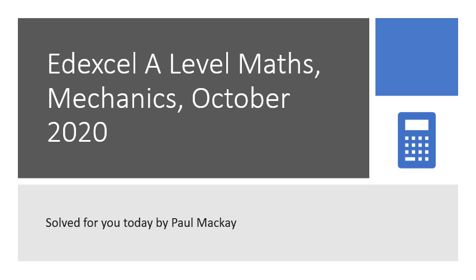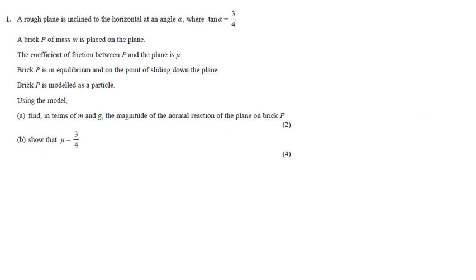Hi there, today I'm going to go through Edexcel's A-Level Maths Mechanics from October 2020. First of all, it's a sort of classic problem of an object on a plane. So let's just draw a quick diagram of this. We're told that we've got a plane which is inclined at an angle alpha, where tan alpha is 3/4.